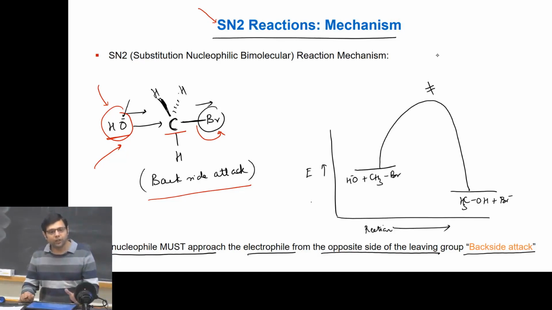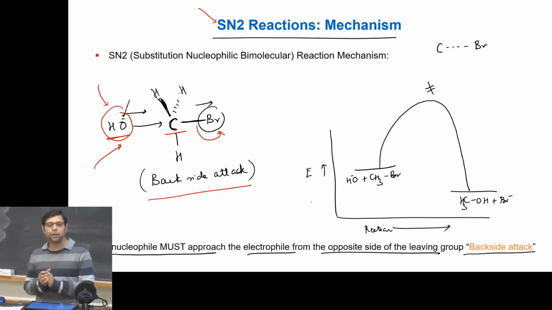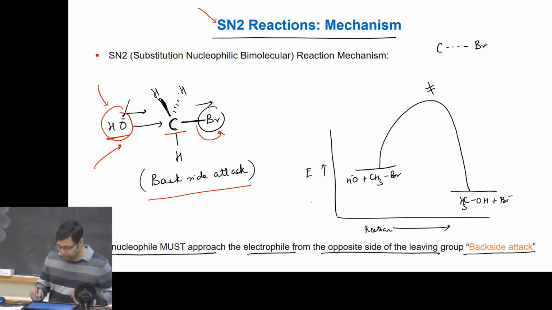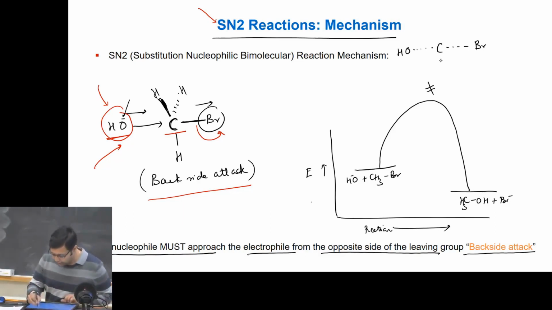So let's now draw the transition state for this reaction. Now if you remember chapter 6, we said transition state is a snapshot of the reaction as reactants are getting converted to products. So in this reaction, as reactants are getting converted to products, the carbon-bromine bond is breaking. Bromine is leaving as Br minus. At the same time, the carbon-oxygen bond is being formed. The rest of the bonds are remaining as they are. They are not getting affected.